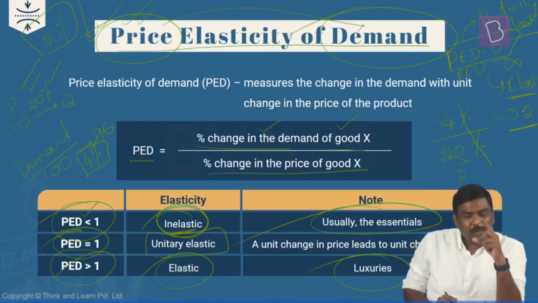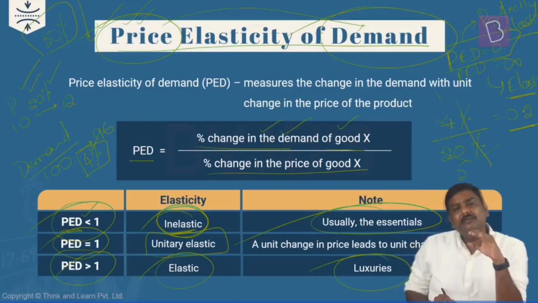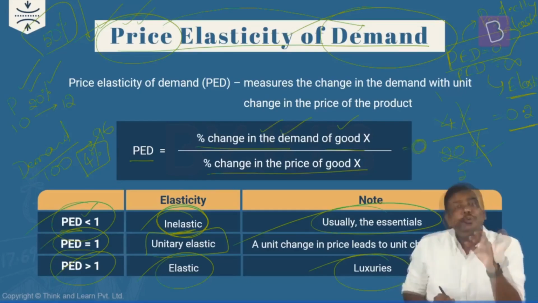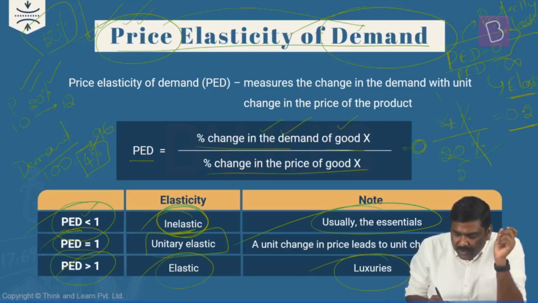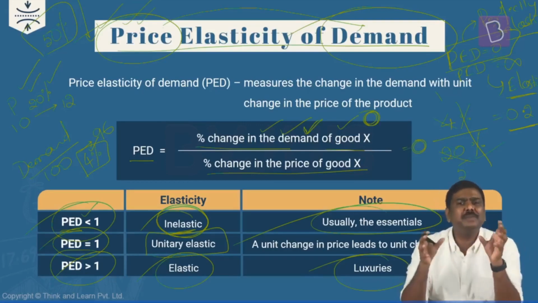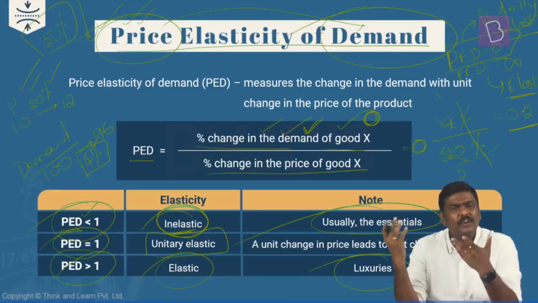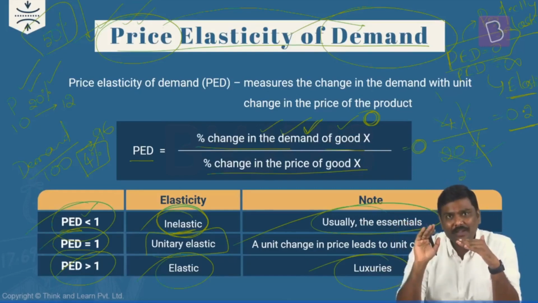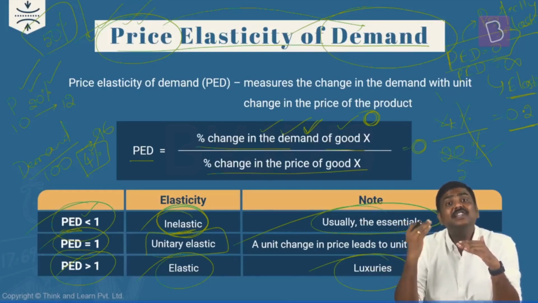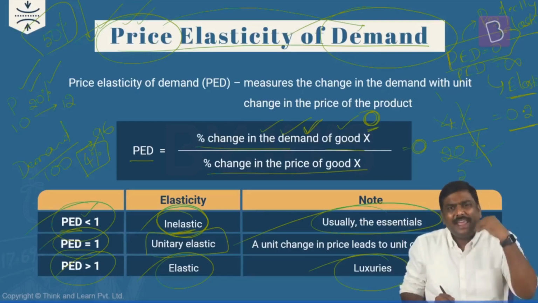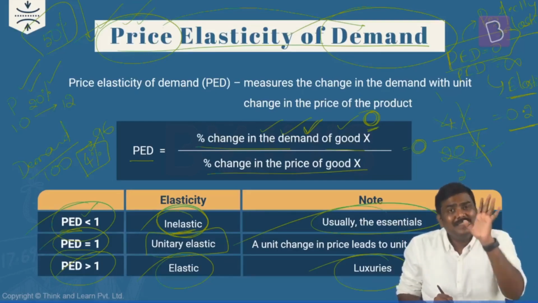The PED formula is percentage change in the demand divided by percentage change in the price. How can I get an outcome of 0 here? You can get an outcome of 0 only when your numerator is equal to 0. In the denominator, you can place anything. Price changes by 10%, 20%, 30%, 40%. But in the numerator, if the demand doesn't change at all, then the numerator becomes 0. So 0 divided by any percentage, the outcome will be 0.